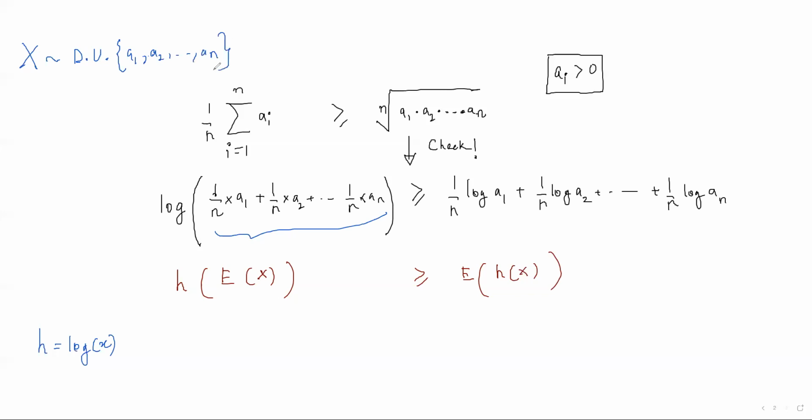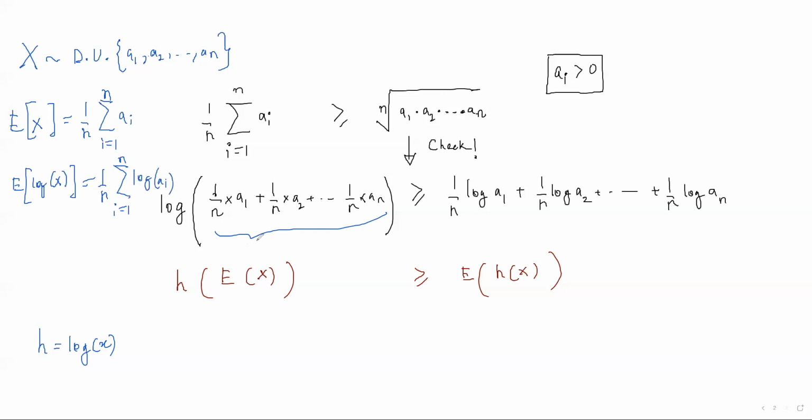If x is discrete uniform on the set a1, a2, dot dot, an, expectation of x will be nothing but this inside term, right? 1 by n times summation of ai from 1 to n, right? It's pretty beautiful. So you get this expectation of x over here. And here, expectation of log of x will be nothing but 1 by n, ai goes to log of ai, so it will be summation from 1 to n of 1 by n log of ai. It's pretty beautiful, right?